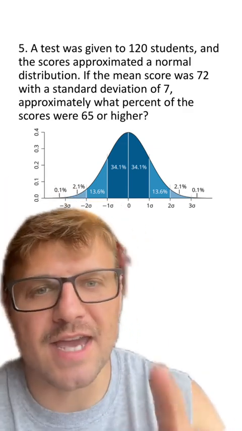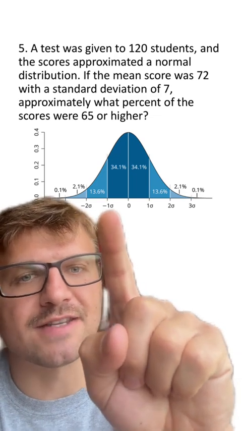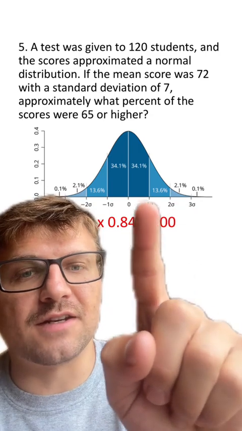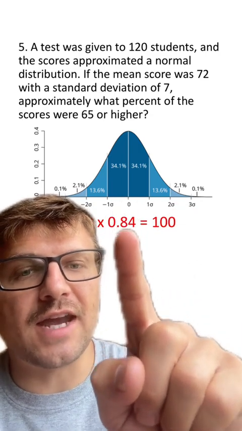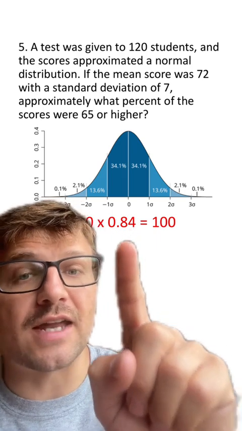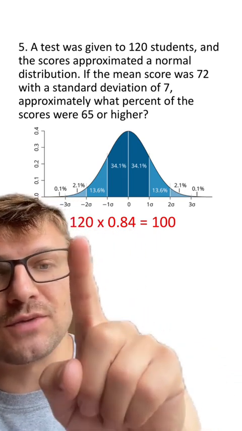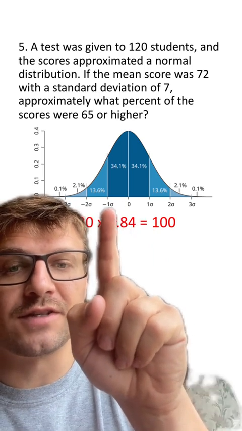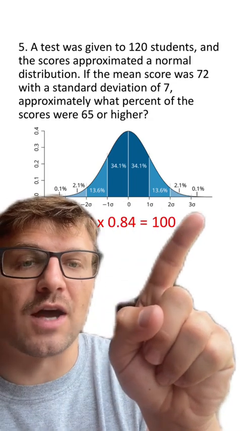So again, this question is asking how many students are going to have a 65 or higher. If you add up all of the percents of these standard deviation sections, it's going to be 84%. Now what we can do with that number is multiply it by the number of students and get around 100 students that are going to fall between this -1 standard deviation and our top score.